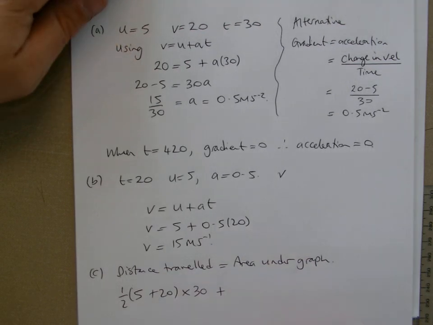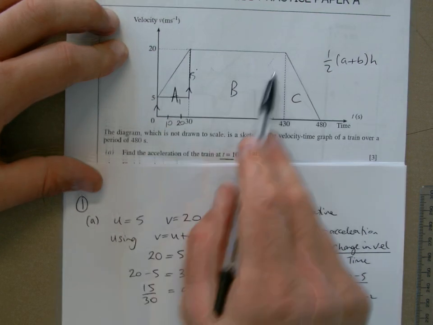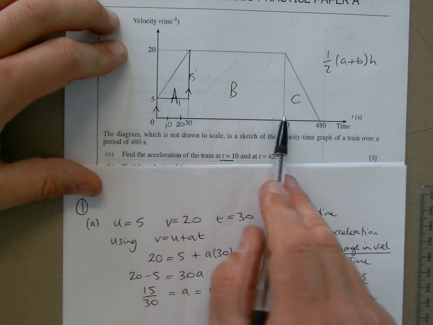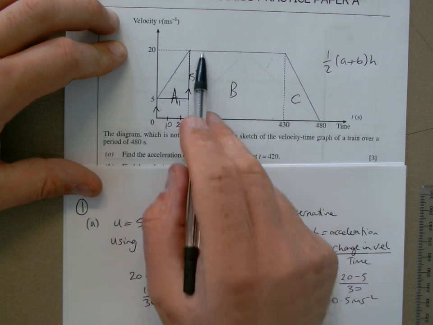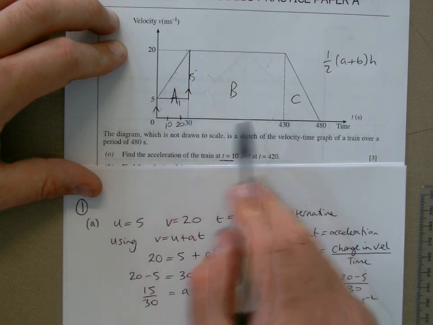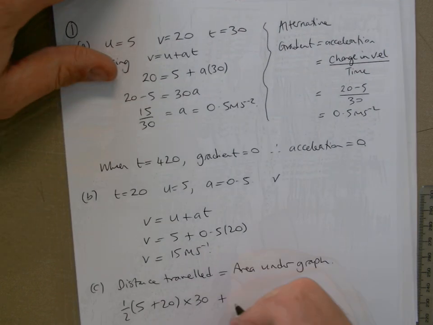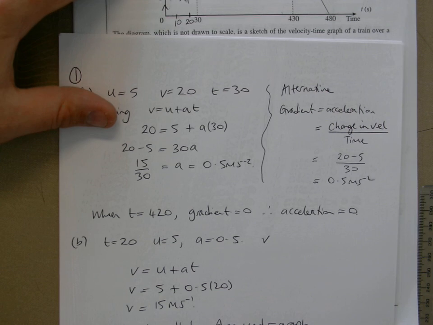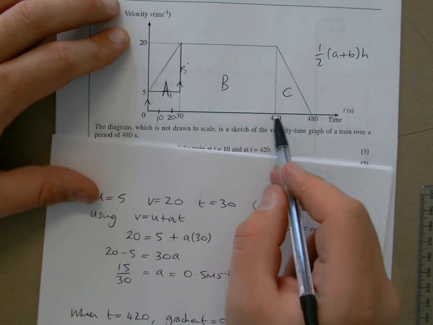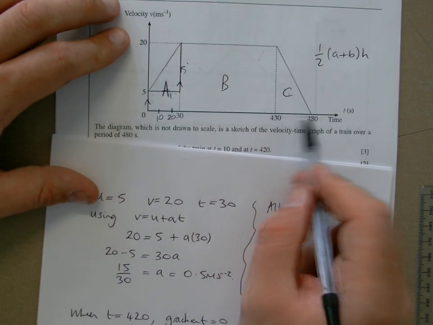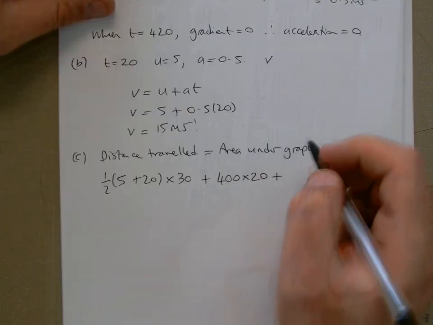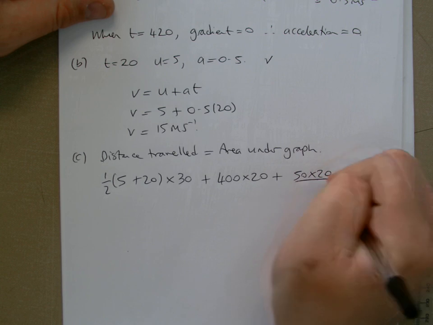Plus then the area of B, which is that there. So we've got length times width. The length is 400 and the width is 20. So 400 times 20. Plus then the area of C, which is a triangle. So the base there is 50, the gap there is 50 and the height is 20. So that'll be 50 times 20 divided by 2.